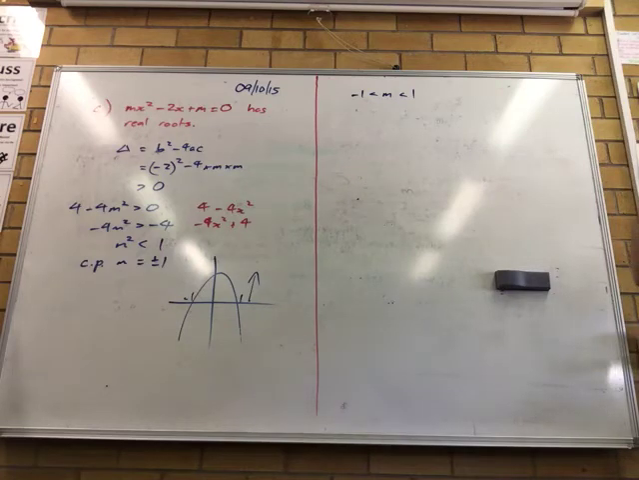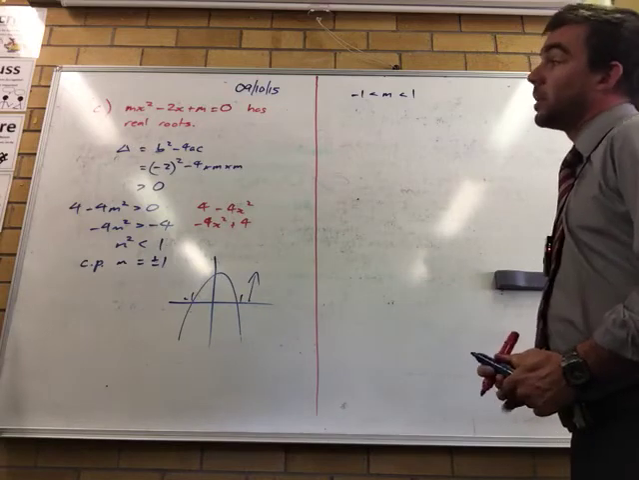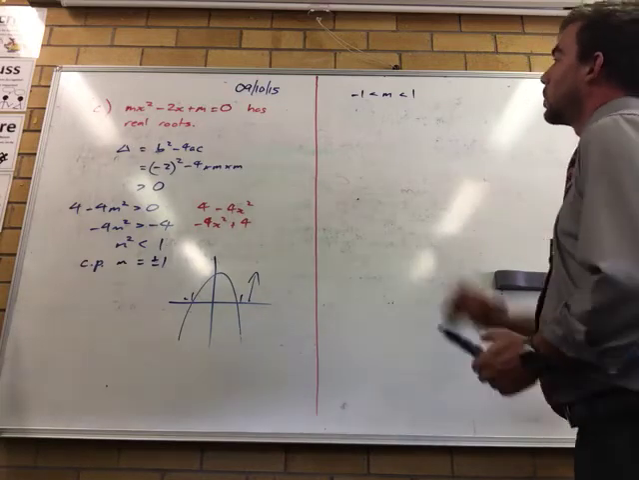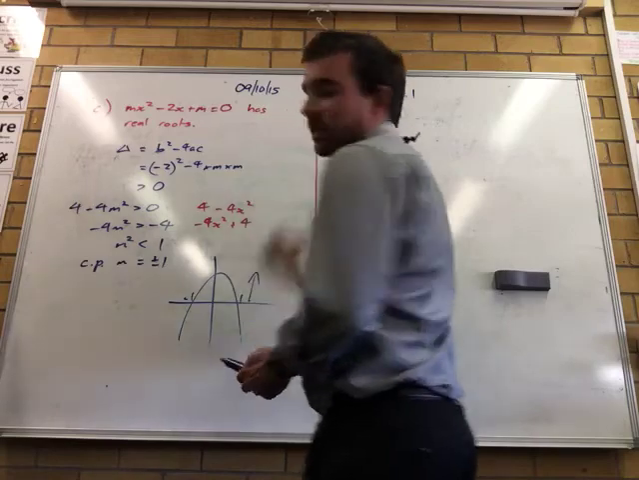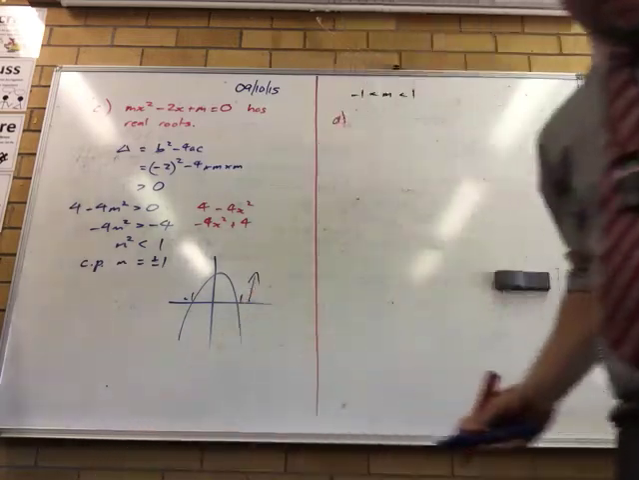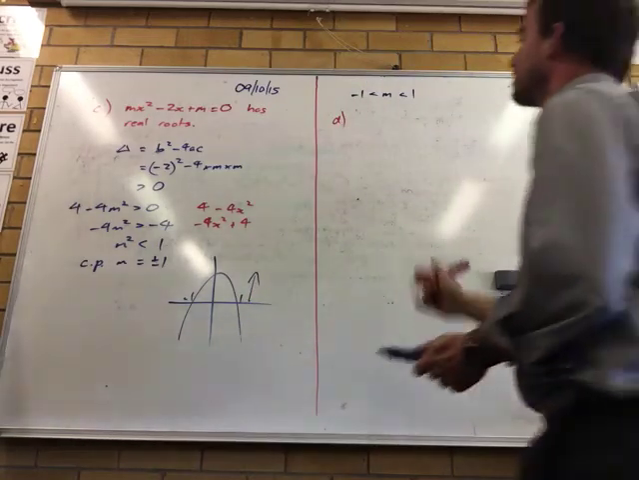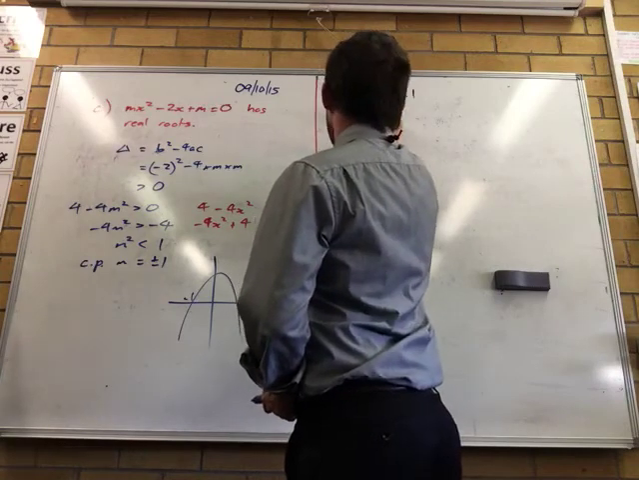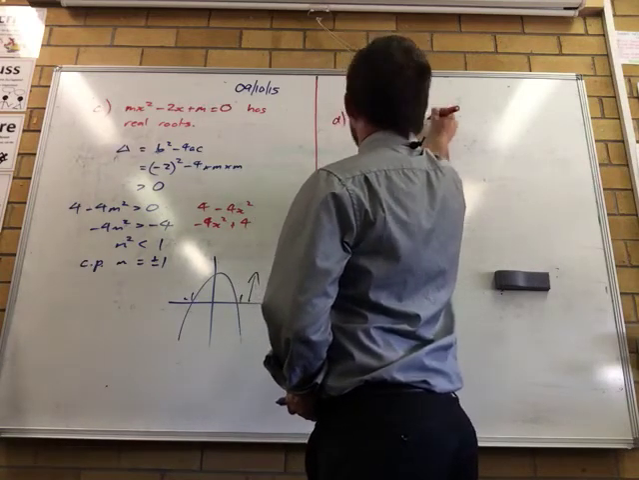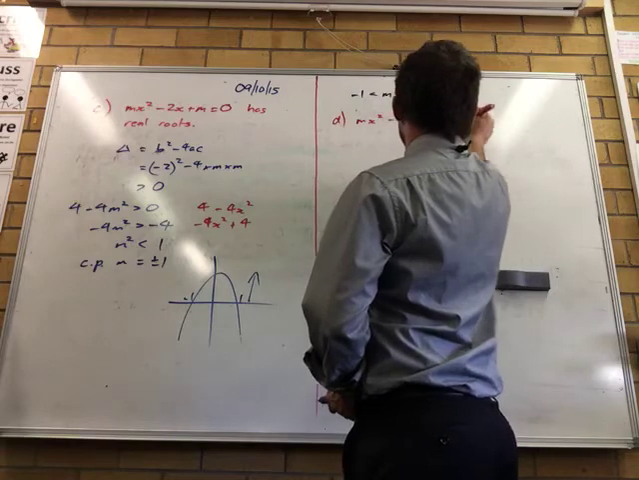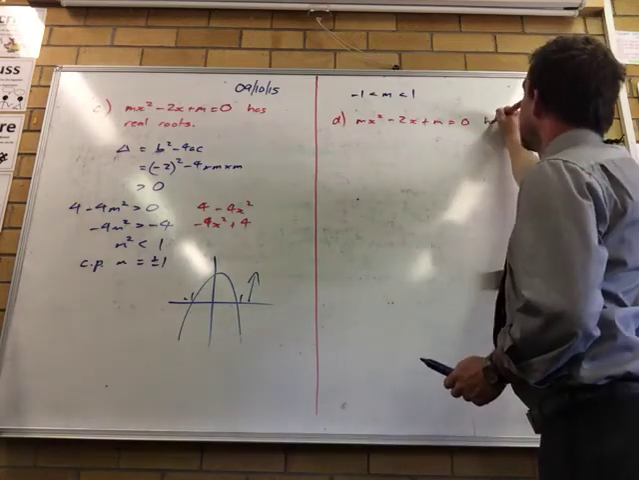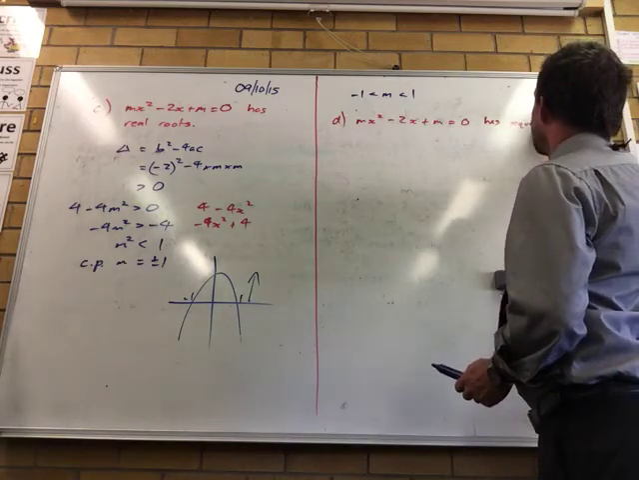Technically, I have to get that verified in terms of whether we can just have the one root when it's negative 1 or 1. However, I'm pretty sure that's the question anyway. Equal roots. So, mx squared take away 2x plus m is 0 has equal roots.